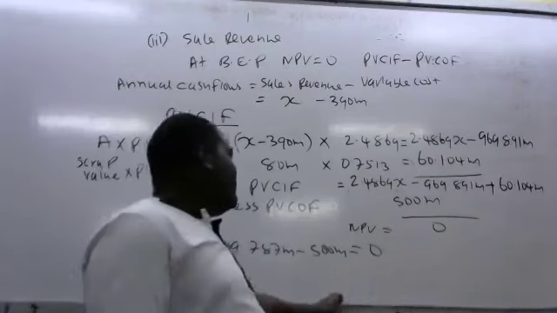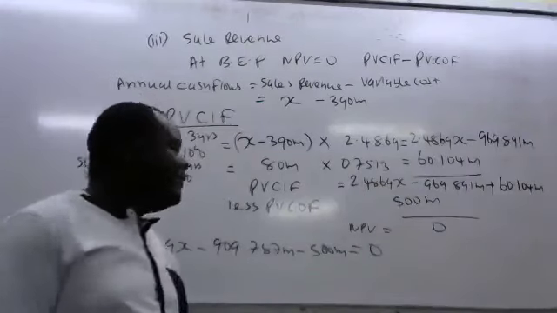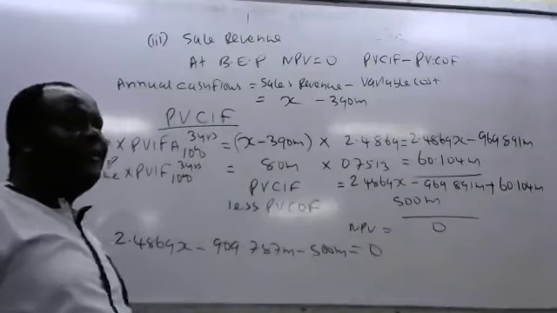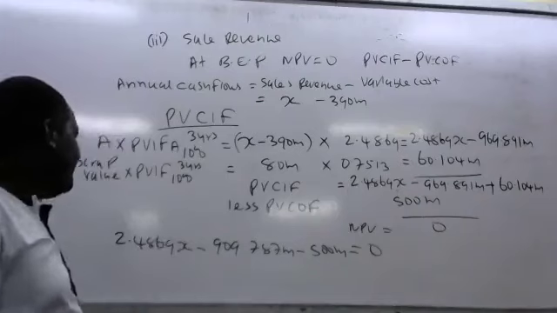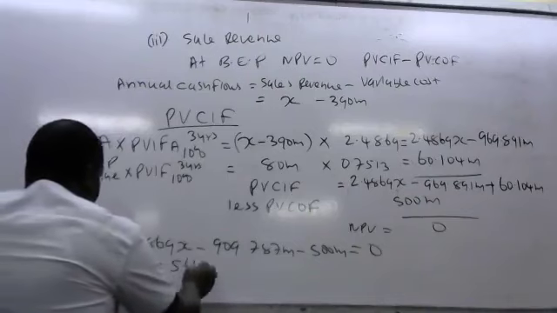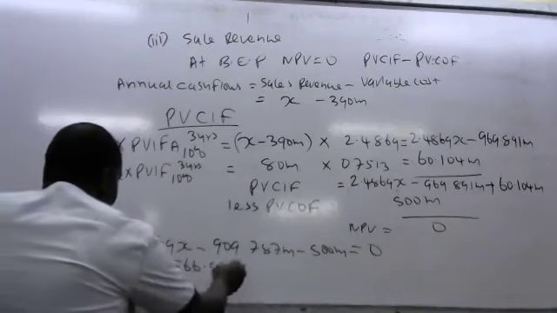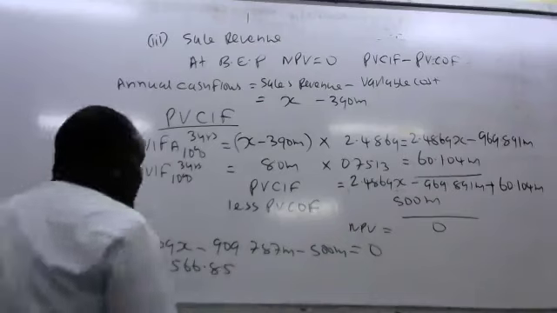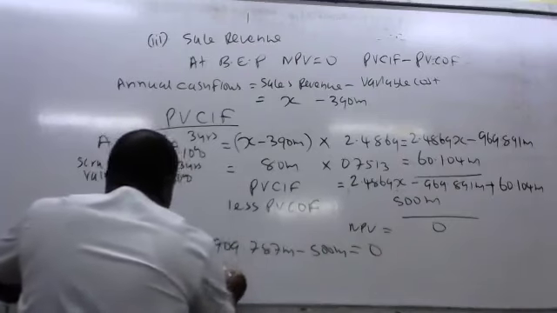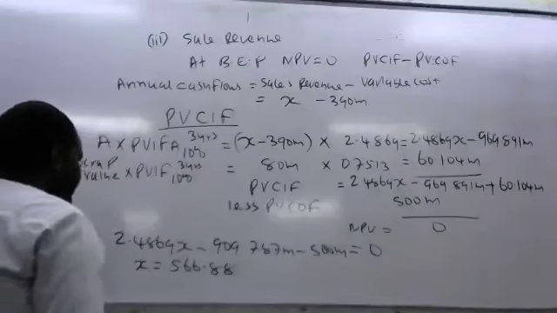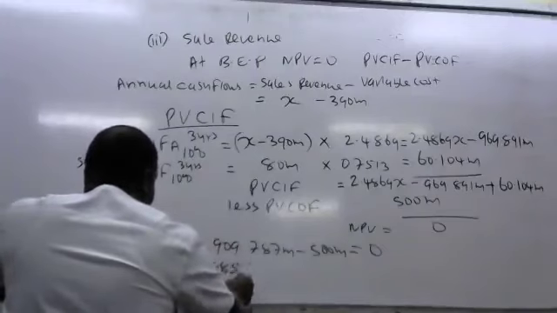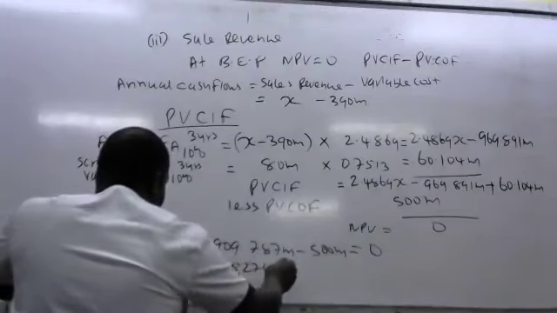These ones, 2 of them will go the other side, it will become positive. So it will be positive 1409. Yeah, so you divide by 2.4869. So X will be the sum of how much? 885.279. Like that.